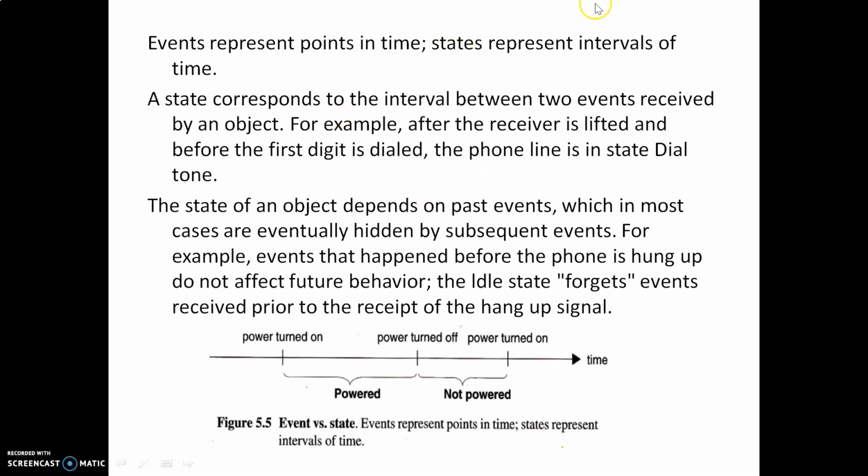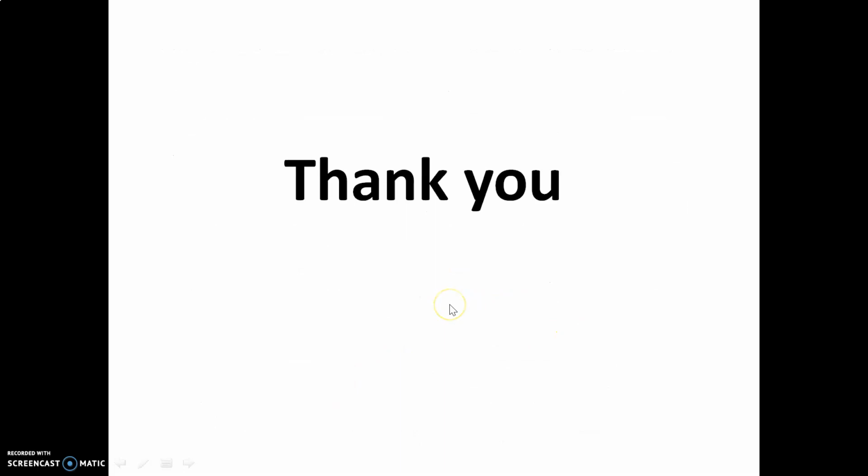An event represents a point in time, while a state represents an interval of time. A state corresponds to the interval between two events received by the object. Look here: power turned on, power turned off, power turned on. These are events, and this entire interval is nothing but the state. So an event is at a point of time, but a state is for a period of time. That is the difference you would find between event versus state.